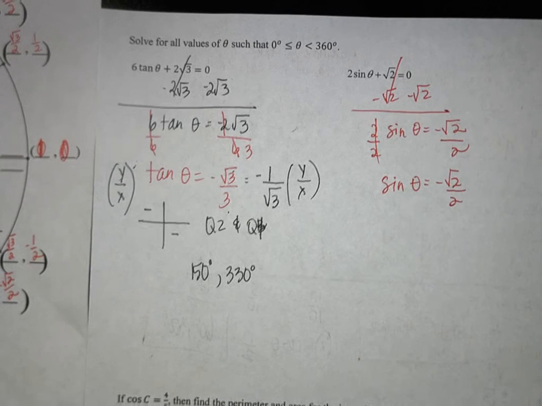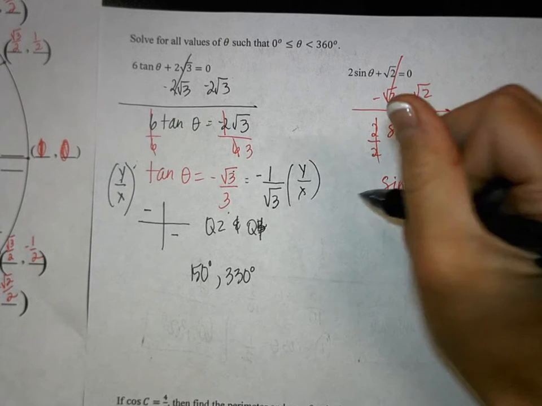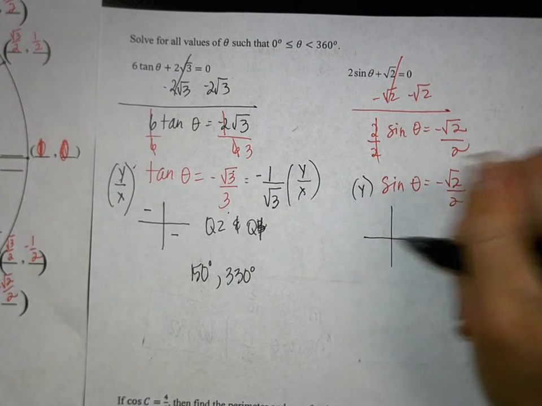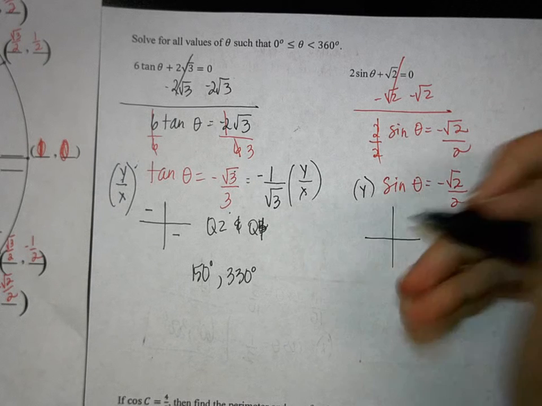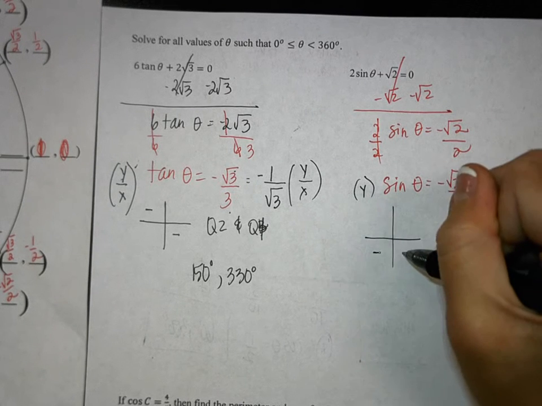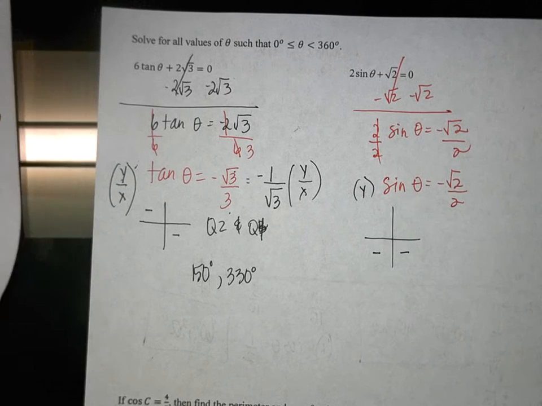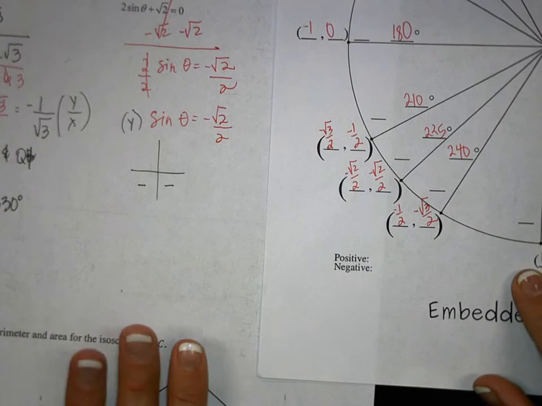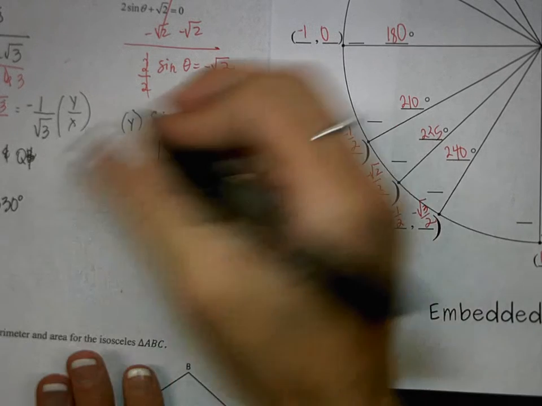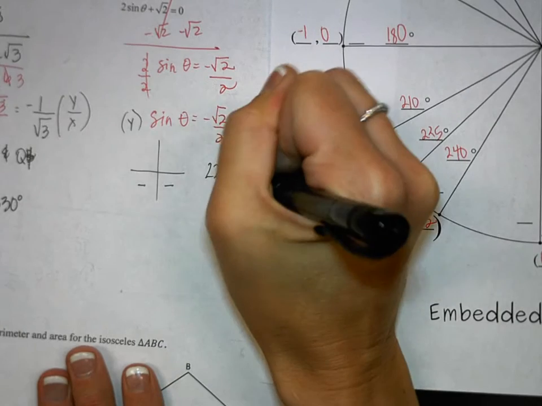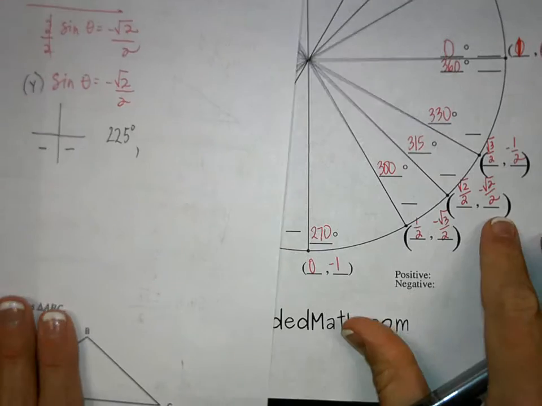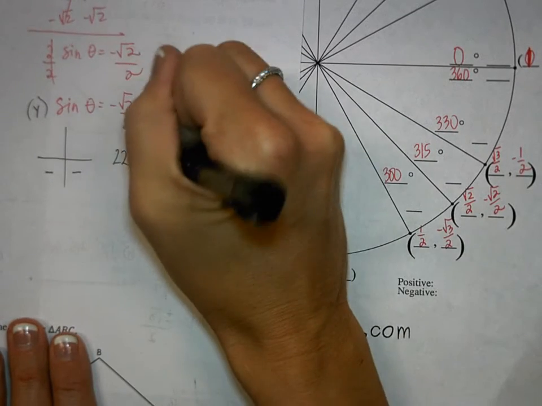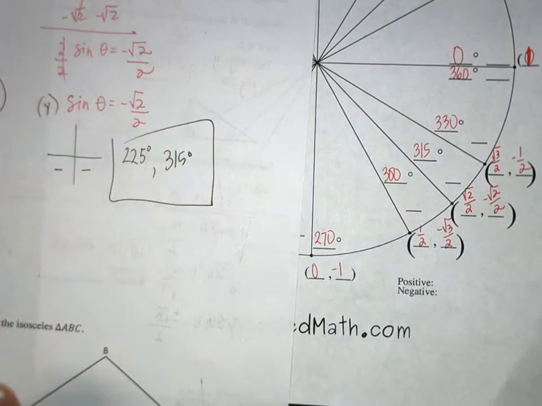because we actually want sine to be rationalized. Sine is dealing with the what? The y. Okay, so when is sine negative? When is y negative? Which quadrants? 3 and 4, right? So where is the y negative root 2 over 2 in quadrant 3? Very good. 225 is correct. And where is the y negative root 2 over 2 in quadrant 4? 315. Very good. And so there we have our answers on that problem.